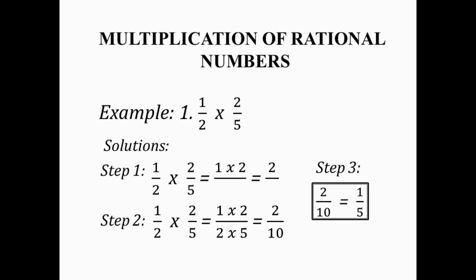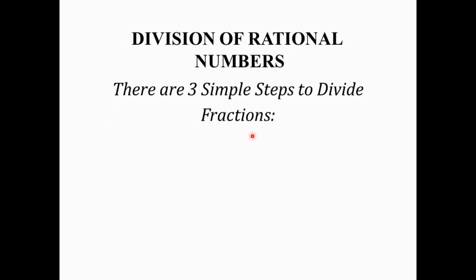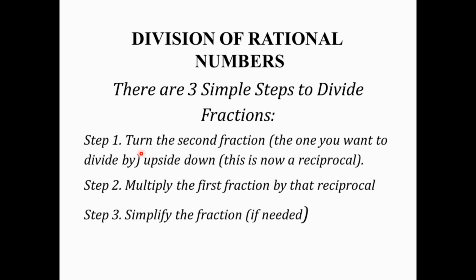Alright? Okay, now let us deal with division of rational numbers. To do that, there are 3 steps to follow. Number 1, turn the second fraction, the one you want to divide by, upside down. This is now a reciprocal. Then number 2, multiply the first fraction by that reciprocal. Then step number 3, simplify the fraction if needed. Okay?